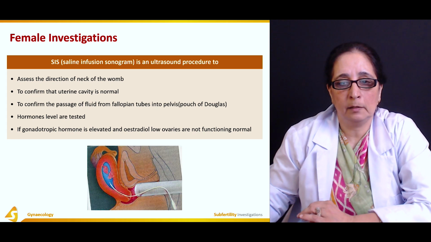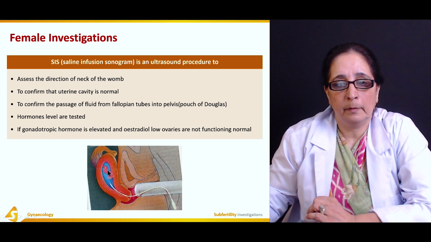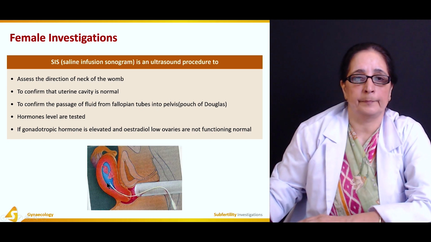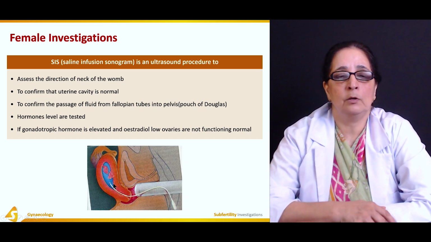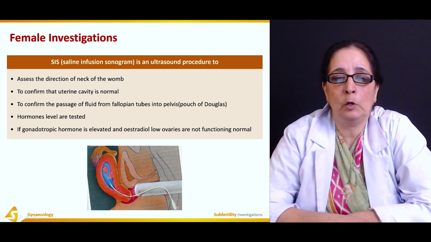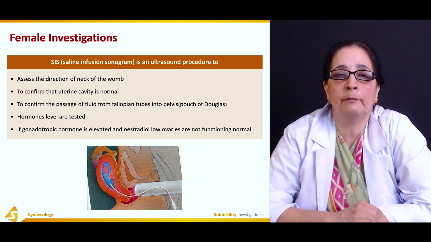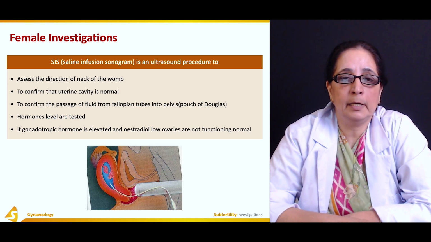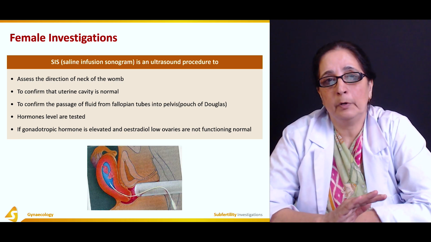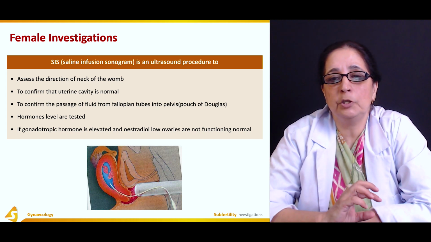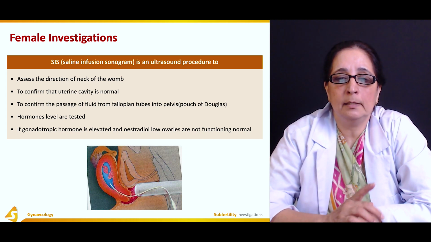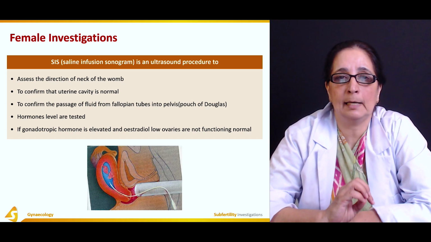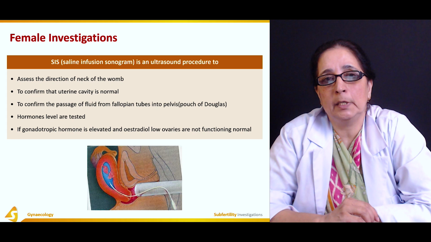It gives you the idea about all these problems. And then it also confirms the fallopian tubes, if the fallopian tubes are patent or not. That's again very important to find out, because if the fallopian tubes are blocked, then the fluid won't go from the fallopian tubes and won't be collected into the pouch of Douglas.